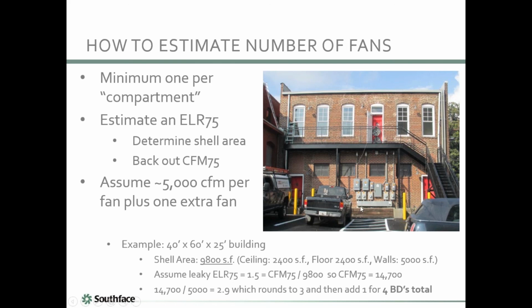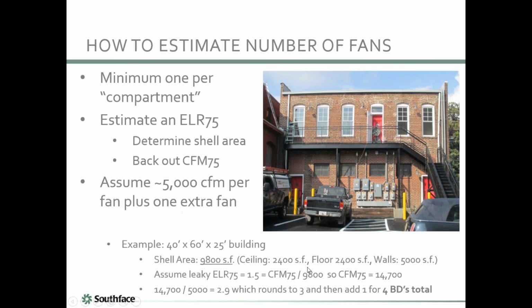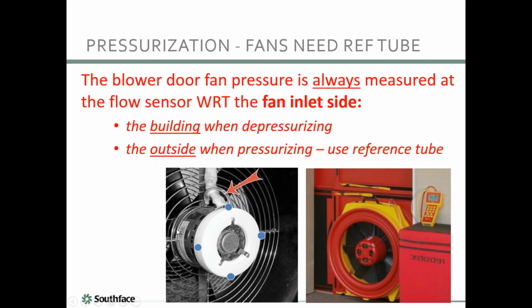And then we always say, you can assume, it's a round number, about 5,000 CFM per fan. It might be slightly less, but it's about 5,000 per fan. And then add 1 extra fan, just because it's never a bad idea to have an extra fan. And if you have too much, you can do that double thing.